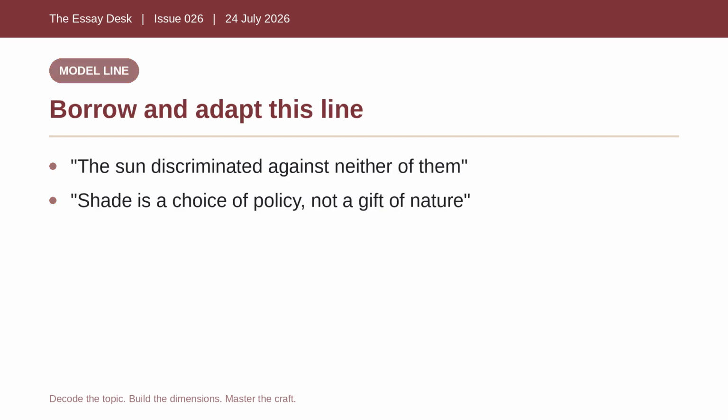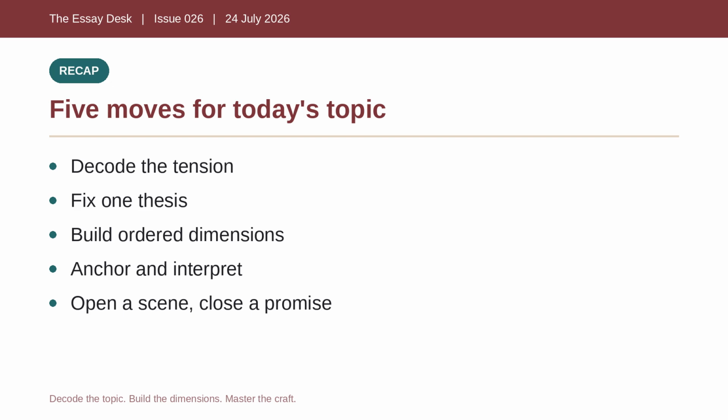Here are 2 lines you could adapt in your own hand. Never copy them word for word. An opening line: the sun that morning discriminated against neither of them. What differed entirely was the shade each could afford. And a closing line: shade, unlike sunlight, is not a gift of nature. It is a choice of policy. Practice building your own version of both in your own voice before the exam.